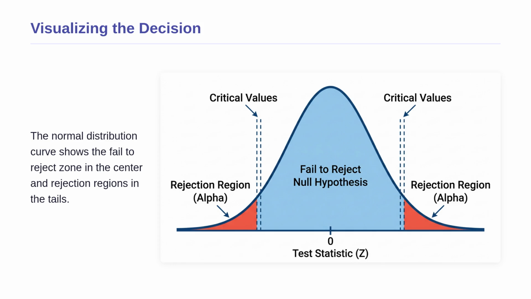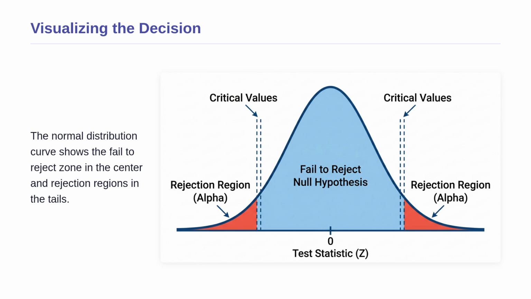Now that we have calculated these values, let us visualize exactly what is happening. The diagram you are looking at perfectly illustrates how we make our decision. The large bell-shaped curve represents all the possible sample results we could get if the null hypothesis were completely true. Notice that the vast majority of the area falls right in the middle, shaded in blue. This is the fail to reject zone. The red shaded tails at the far ends represent the rejection regions, which correspond to our significance level, alpha.